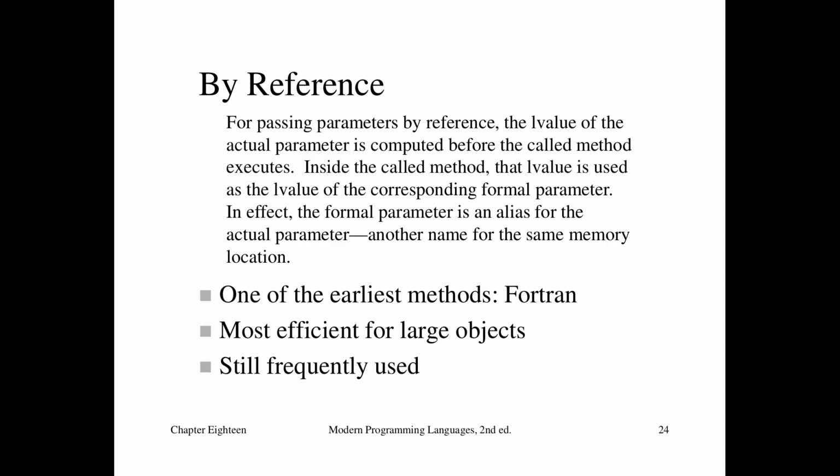The formal parameter is an alias to the actual parameter, which means that they have the same memory location. It's one of the original earliest methods that was used back in Fortran, and it's very efficient when we have really large objects in memory. And it's still widely used in other languages.